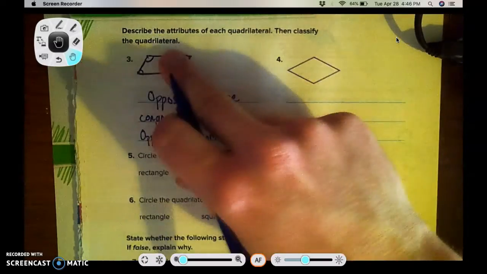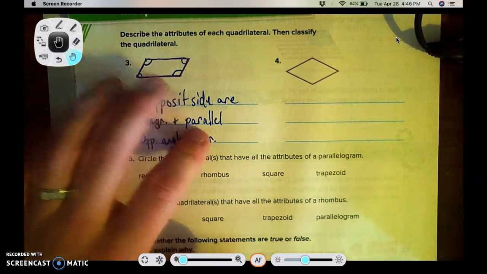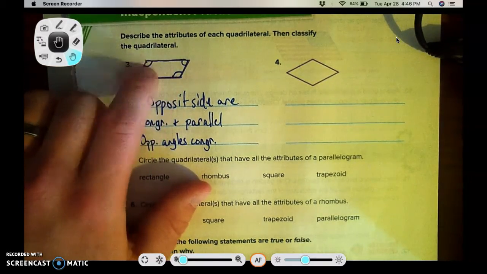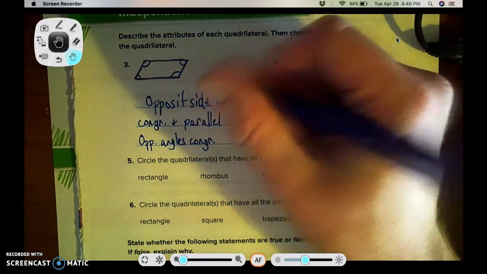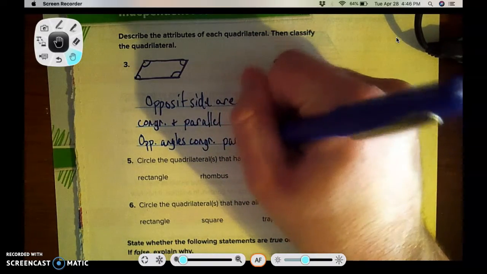But all the sides aren't congruent, so we know it's not a square. They don't have 4 right angles, so we know it's not a rectangle. I think it falls under the category of a parallelogram.